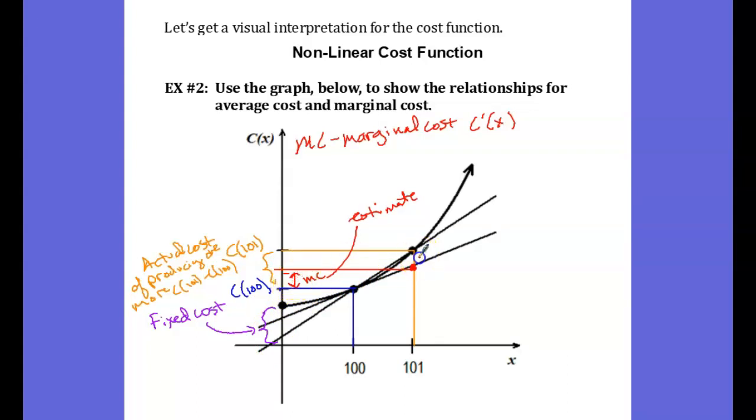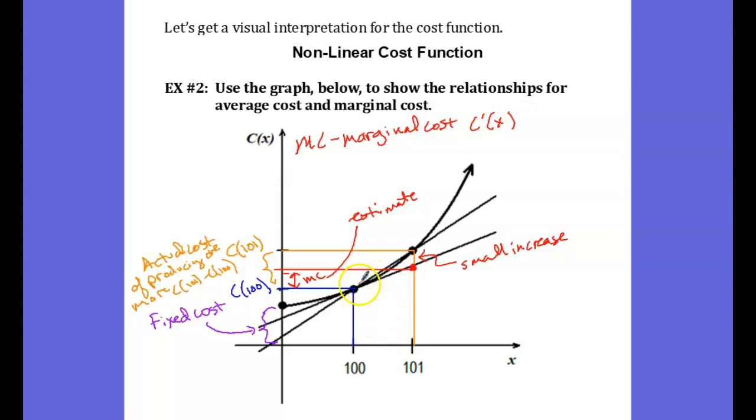And you can see that there is some small error or deviation between the actual cost and the marginal cost, but it's pretty close. And so what we're doing is we're using something called local linearity. So within a close neighborhood, the function can be approximated using the tangent line. Well, what's a close neighborhood? Well, the difference between 100 and 101. So basically, an increase in x values of 1 unit is pretty close. That's close enough that we can use local linearity.